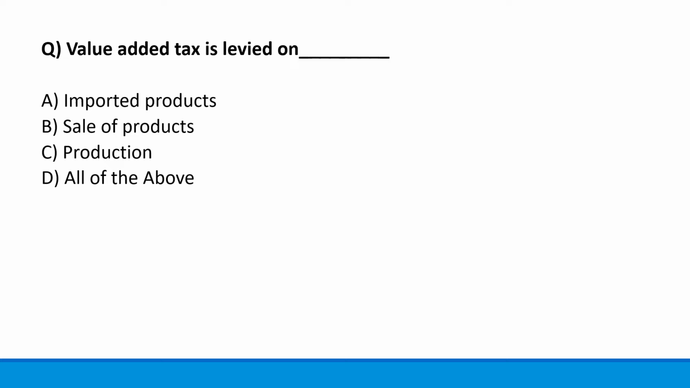First question, value added tax is levied on option A, imported products, option B, sale of products, option C, production, and option D, all of the above. The correct answer is option B, sale of products.